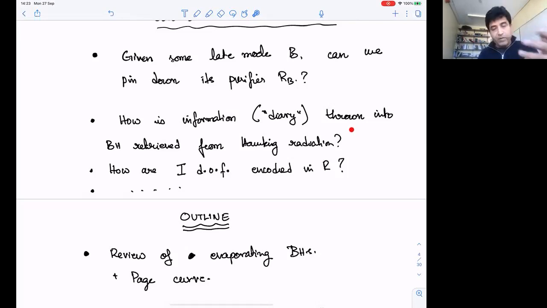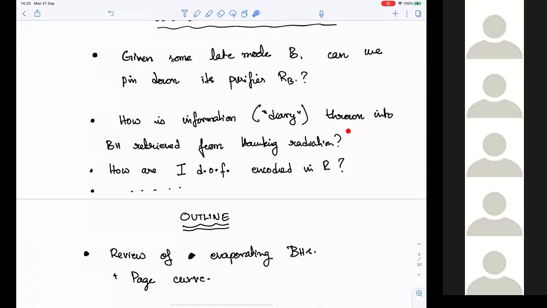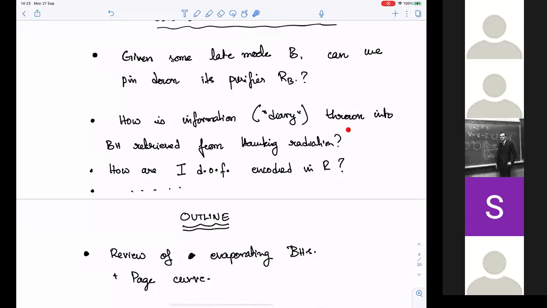For example, when the diary is thrown into a young black hole, you recover it only after the Page time. On the other hand, if you throw the diary into the black hole when it is old, which means after the Page time, the diary basically comes back immediately after a very short scrambling time. So the black hole effectively acts like a mirror for information when it's old.